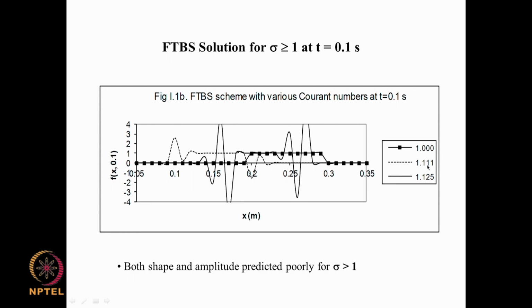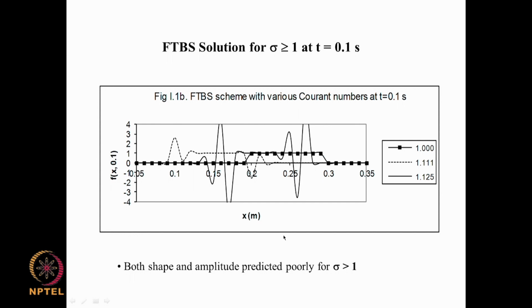And if you increase it by another small amount, from 1.111 to 1.125, you see the value going deeply negative and deeply positive, and this is not like the rectangular pulse that we are expecting.